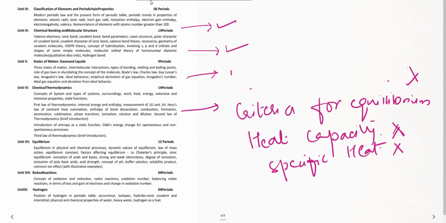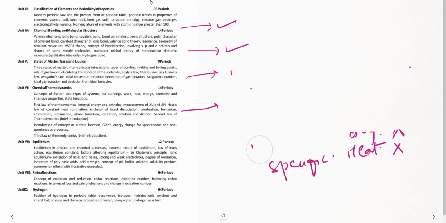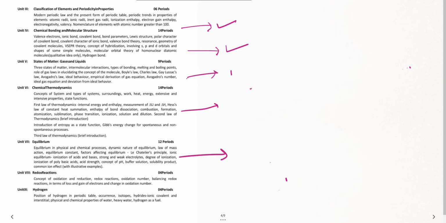This is fine, students. Now let us come to the equilibrium chapter. So let me erase this part so that I have space. In the equilibrium chapter, all the topics are there, but the topic which is not there is the Henderson equation. So the Henderson equation, this year they have deleted. Henderson equation is not there.